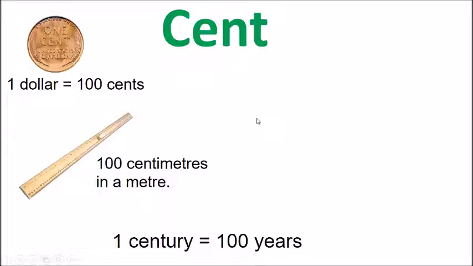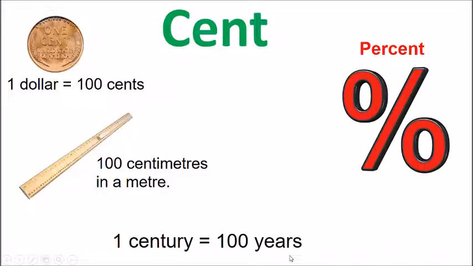Another one you might have thought of is a century. So 1 century is the same as 100 years. And then my favourite one is the word percent or percentage. That means per 100 because cent, as you can see from these three examples, means 100. So per cent means per 100.